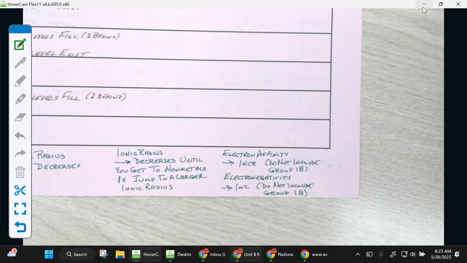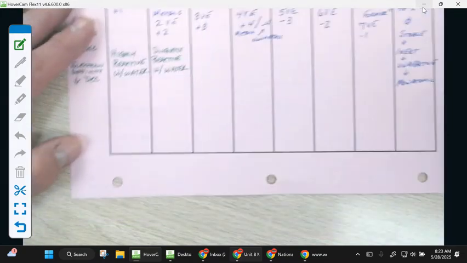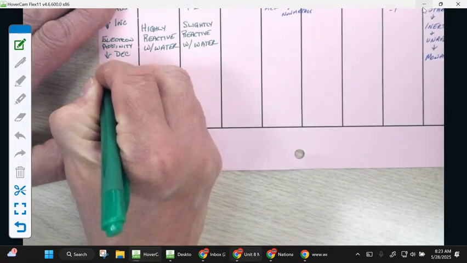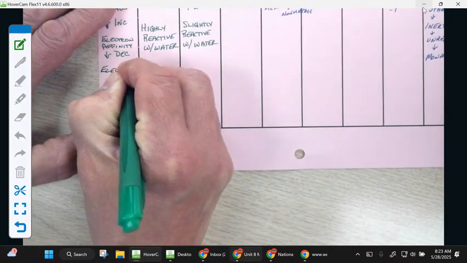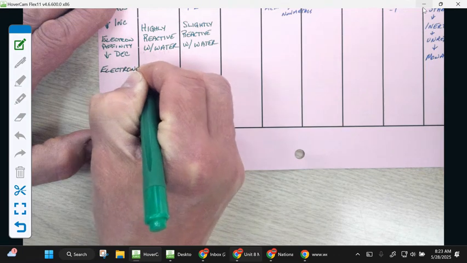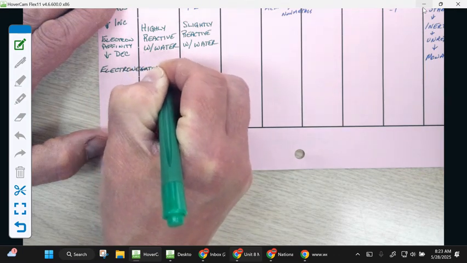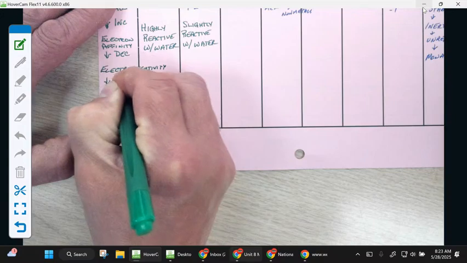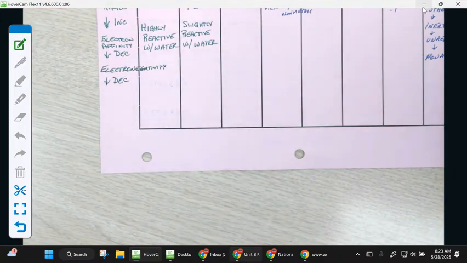What's the worst element for this? Francium. So what does this mean for electronegativity as you go down? It's going to decrease. So electronegativity as you go down, decreases. As you go down, it decreases.